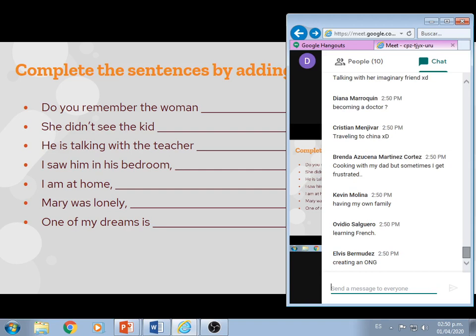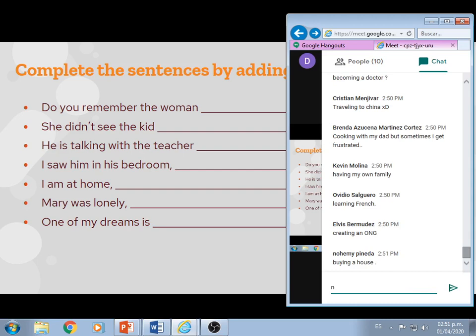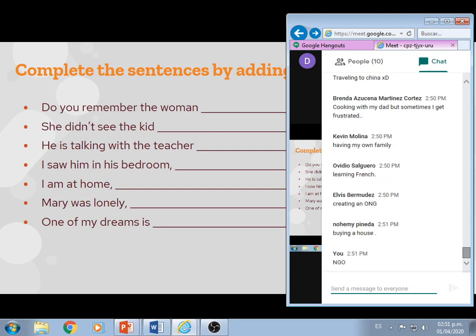Learning French, I guess, is one of your biggest dreams, and not only for you, but for everybody. Creating an ONG, but okay, obviously ONG is what it is in Spanish, organización no gubernamental, it will be something like that. But in English, it's an NGO, an NGO. Okay, it will be like NGO. Okay, buying a house, Noemi, that's a good one.